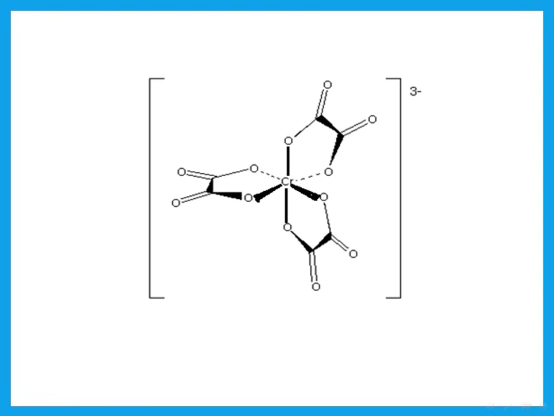So if I have bidentate ligands, each of them is making 2. So these are 3 of them, each of them making 2 dative bonds to the central metal atom. So we say that this is bidentate, but the complex has 6 dative bonds.